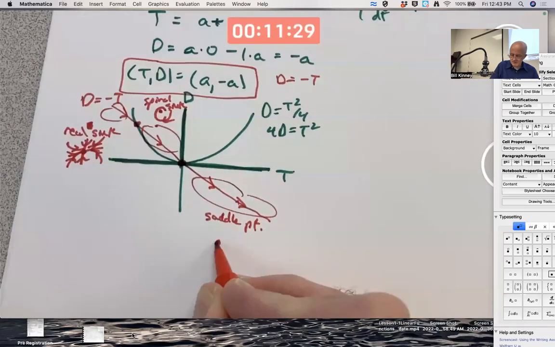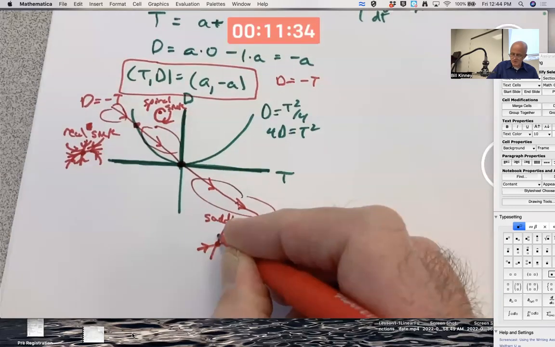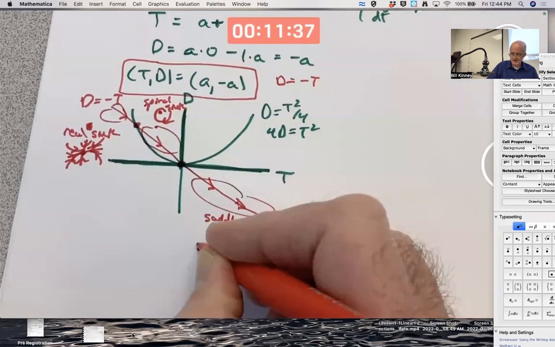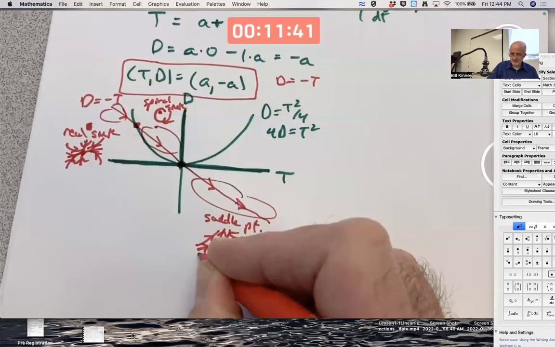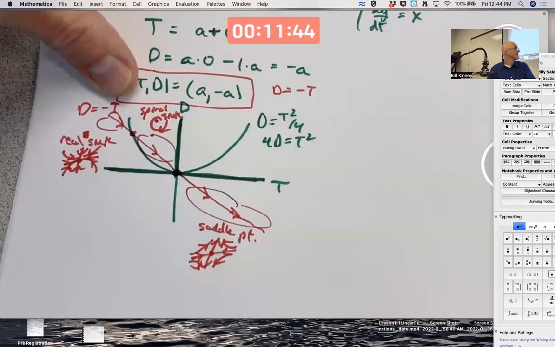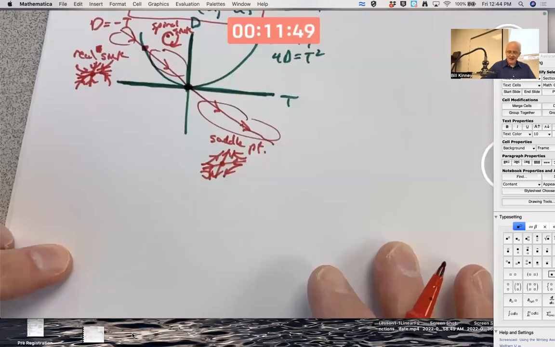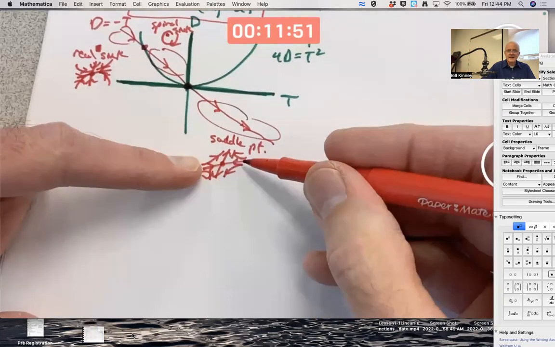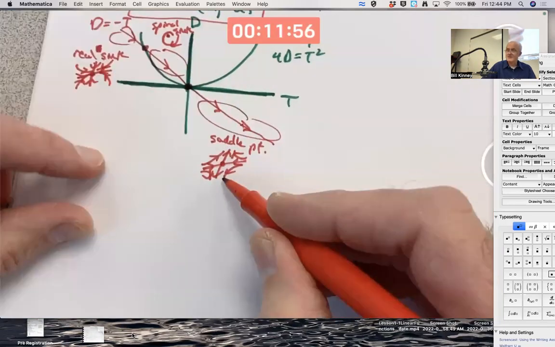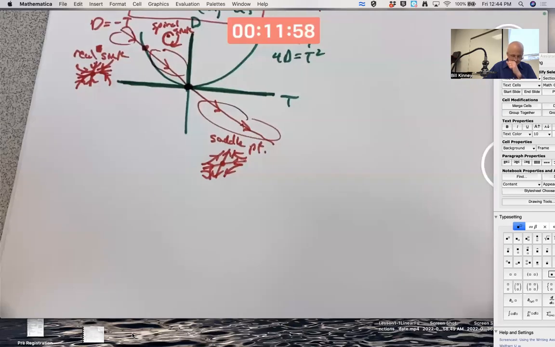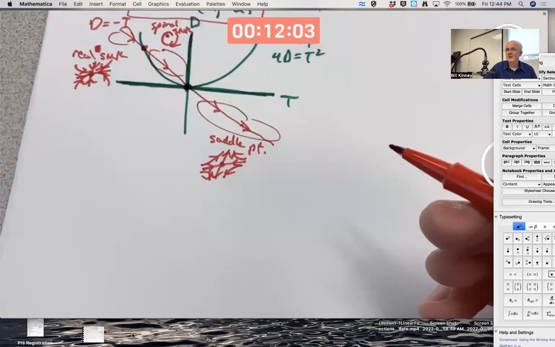A generic picture would have one straight line solution with arrows pointing toward it and another one where arrows point away. And other solutions would look like this. Is that big enough? Can you see that? I've got arrows going toward it along this line, arrows going away from it along this line, and other solutions have to follow those other arrows. Again, for this particular system, I don't know exactly where the straight line solutions are yet. I'll try to figure them out.